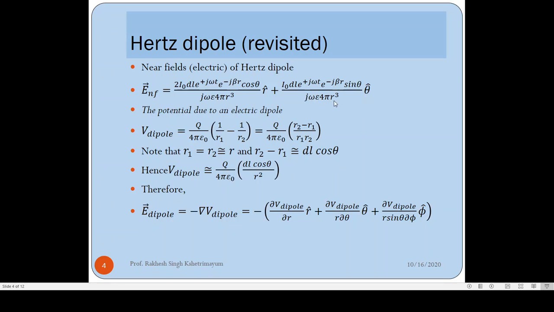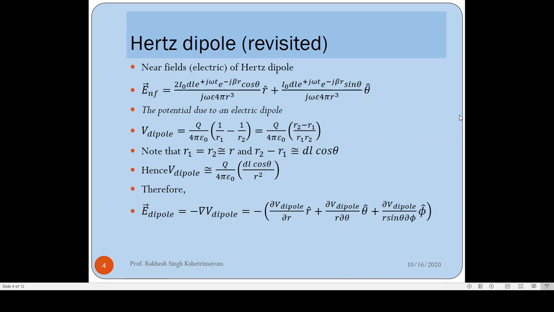So now what we can do is we can also find the potential due to an electric dipole. Let's say you have a positive charge plus q and you have a negative charge minus q. It will form an electric dipole, and the distance between them is, let's say, dl.